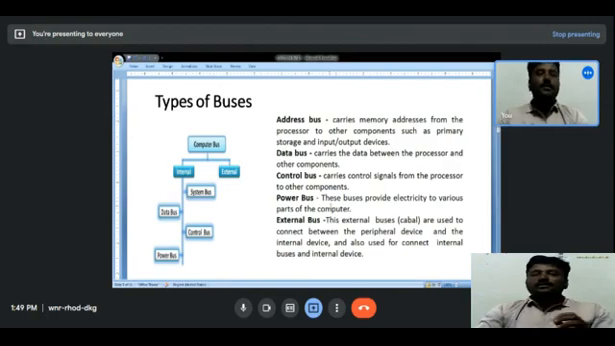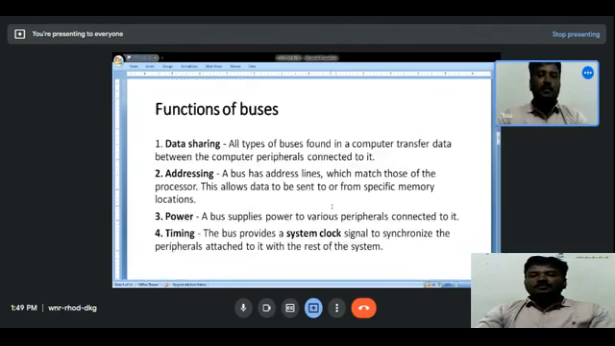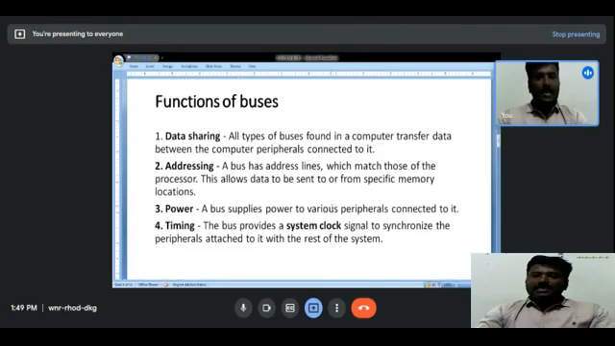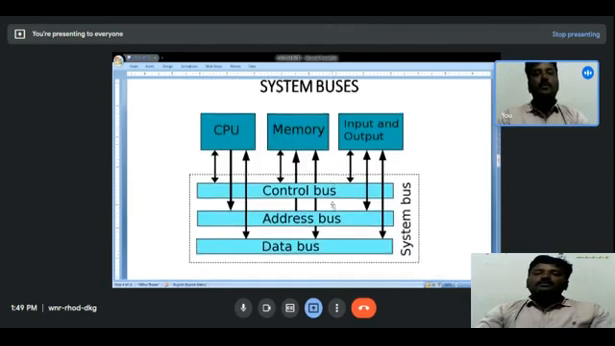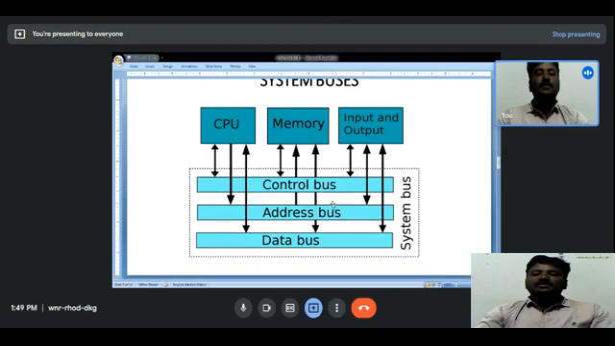These types of buses are mainly meant for data communication. So they are used for data sharing, address sharing, and control sharing, power supply giving, and timing signal monitoring. So these three different types of buses form a specified name as system bus.